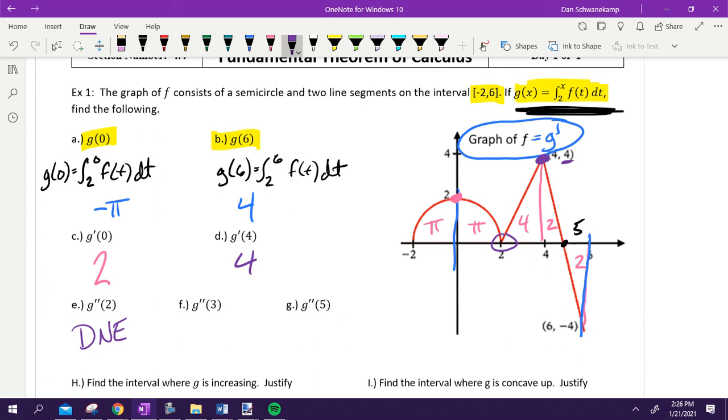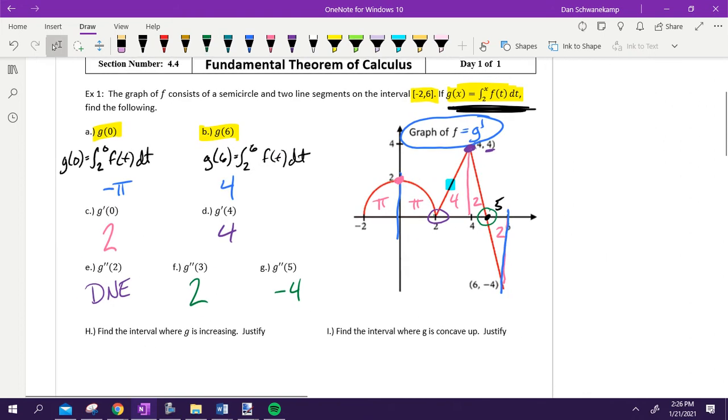g double prime at 3. So now we're looking at about here. What's that slope going to be? That one is 2. Rise over run. We go up 4 over 2. So if I'm up 4 over 2, my rise and run is 2. For letter G, I'm looking for g double prime right there. I'm looking at the slope right there. It's going to be negative 4. Questions on how I found any of those?